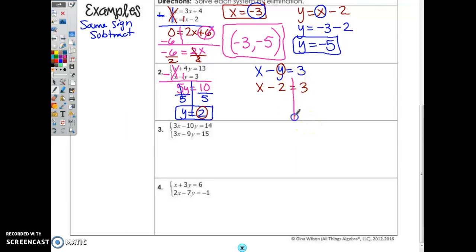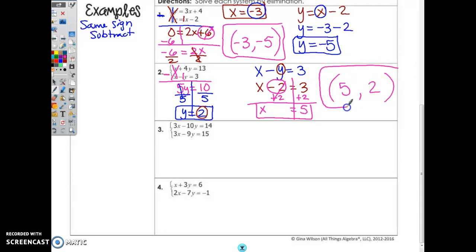So how do I solve? Add, right? You move this over, so you add 2 to both sides. What's x equals? X equals 5. Okay? So what's my solution? 5 is x, comma, 2 is your y. Okay?